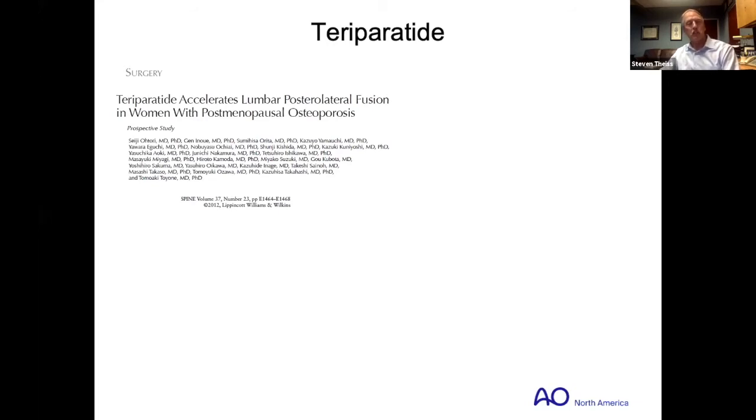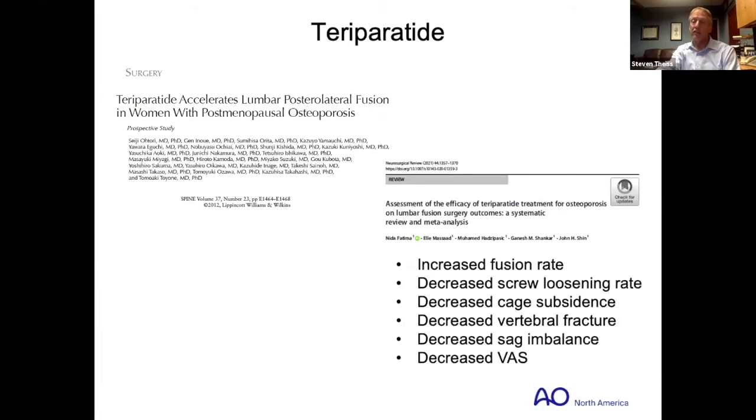One I'm going to show you is this prospective study of patients that were divided into 3 groups. One group was given Teriparatide, and they started a few months before surgery, and then they picked an arbitrary amount of time after surgery, about 8 months. The second group was a bisphosphonate, and the third group was a placebo. They found that the group that got Teriparatide did have a faster fusion rate and less complications, less screw loosening, less cage subsidence.